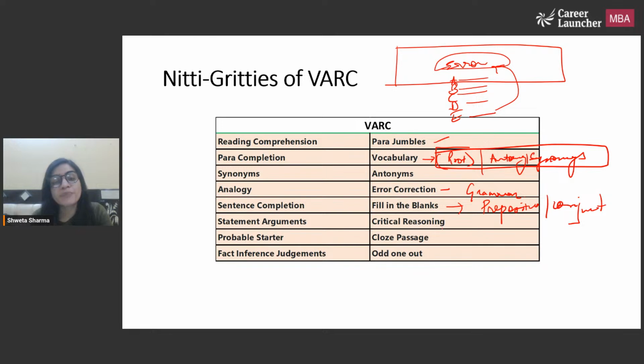What should I use? Critical reasoning, more about arguments, assumptions, strengthening, weakening the statement. Close passage, all about blanks. And for that blank in that paragraph, there are 2 or 3 options given to you. You're supposed to pick the best option. Odd one out again lies in the same family as para-jumble, where you're given 5 sentences and you're supposed to figure out which of the following sentences is not a part of that family.